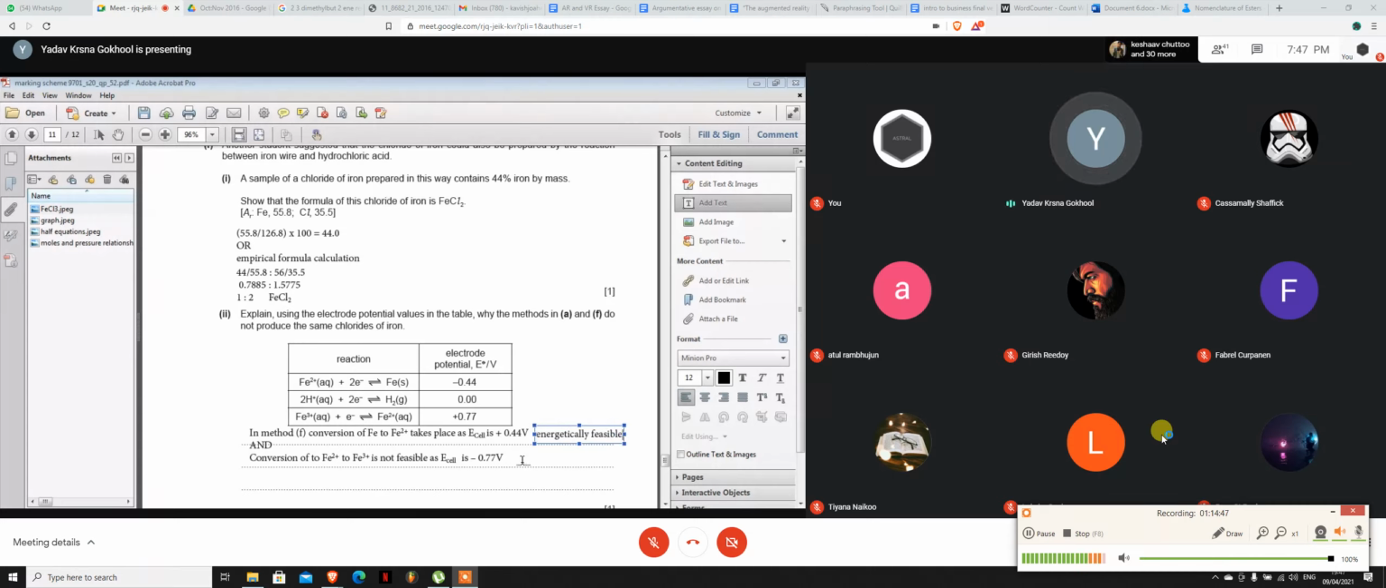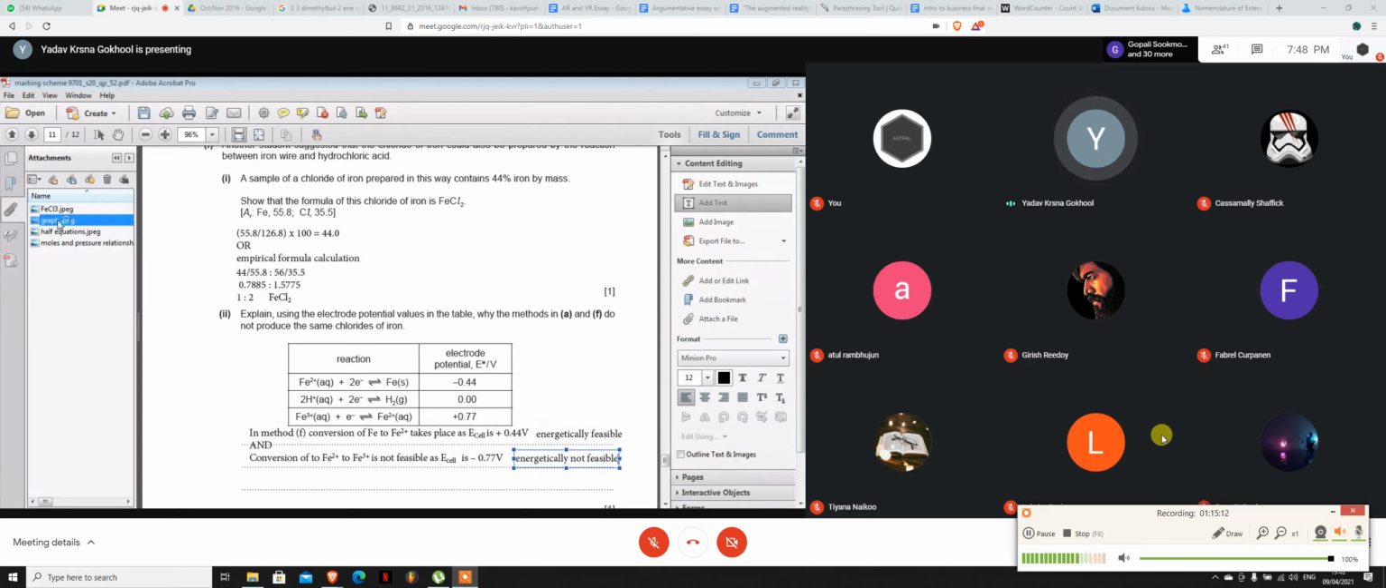But if you take the Fe2 plus and try to convert it to Fe3 plus, that Fe2 plus goes on the left hand side, here you will find that it is energetically not feasible. So you just had to reverse the equations and put them in the proper method, to see if it is positive or negative.